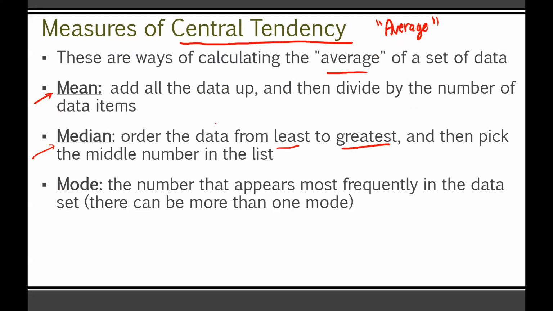So you line it up from the smallest to the biggest, or the least to the greatest, and then you pick the middle number in the list. So you'd actually have to know how many items are in that list so you could calculate where the middle of the list is and go from there.